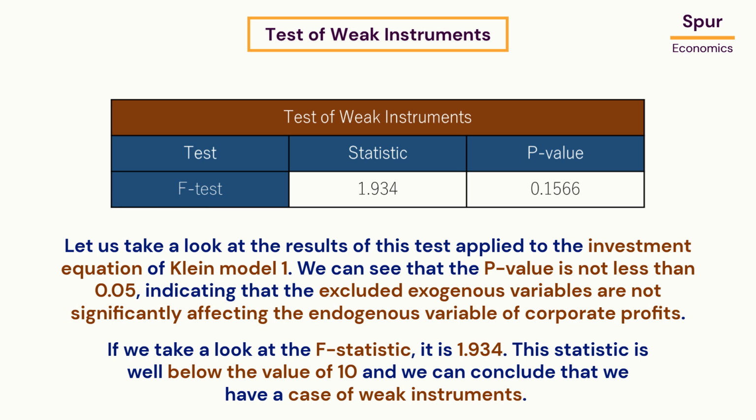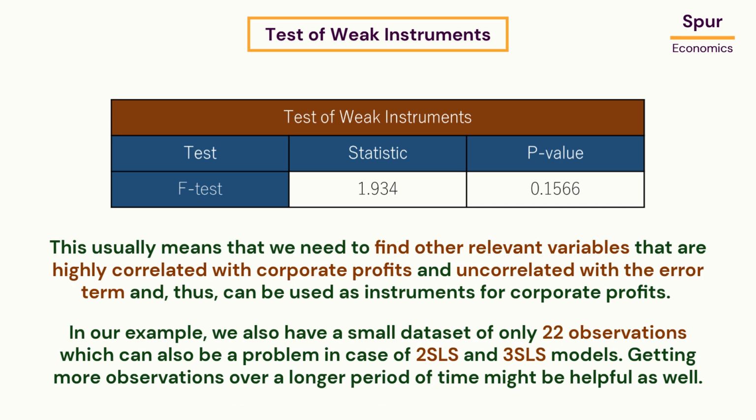If we take a look at the F statistic, it is 1.934. This statistic is well below the value of 10, and we can conclude that we have a case of weak instruments. This usually means that we need to find other relevant variables that are highly correlated with corporate profits and uncorrelated with the error term and, thus, can be used as instruments for corporate profits.